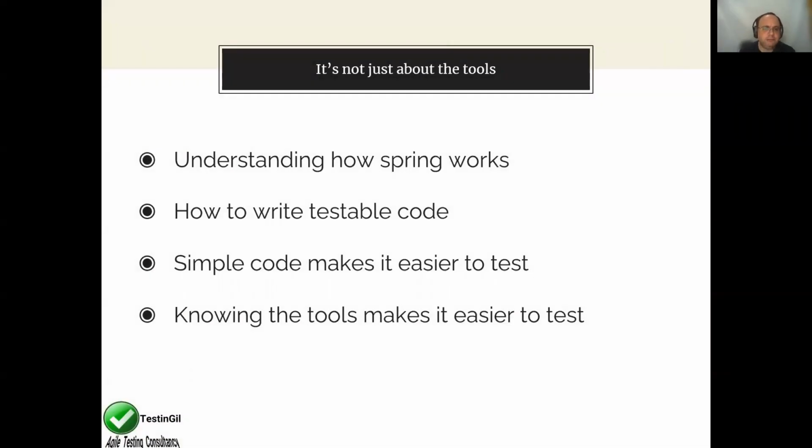However, it's not enough. First of all, we need to understand how Spring works. And I'll show you examples of how sometimes we have assumptions of how Spring works, and it just doesn't work like that, and it has an effect on how we test. A lot of it is how to write testable code, and what testable means. We kind of assume what testable code is, but it's not always like that.